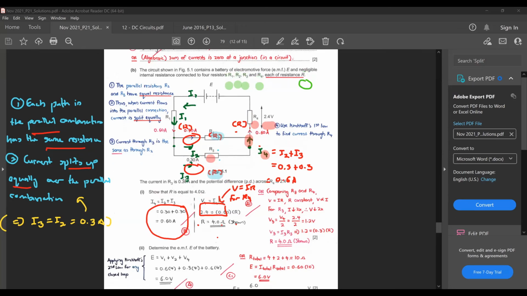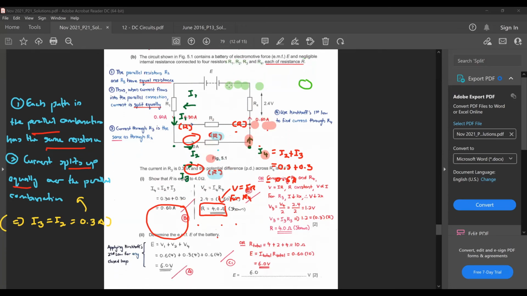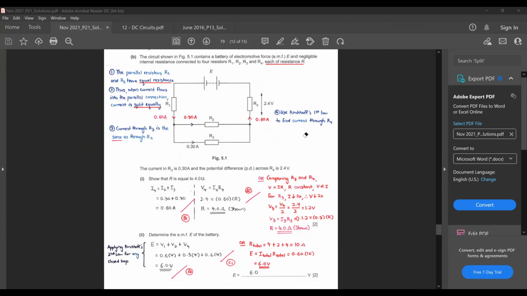Okay, so if we move on to part 2, determine the EMF E of the battery. To find the EMF E of the battery, you can actually just apply Kirchhoff's second law. This one is pretty straightforward. You just apply Kirchhoff's second law. You can apply it across any of the loops.